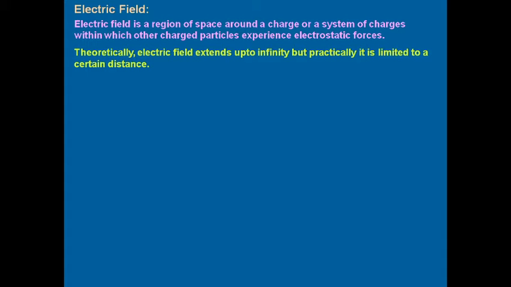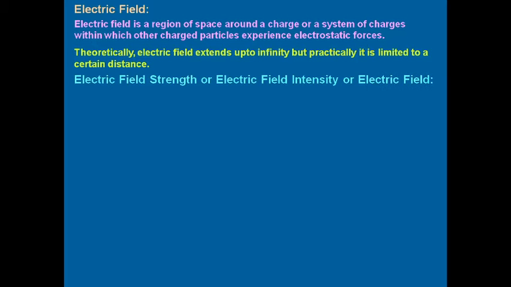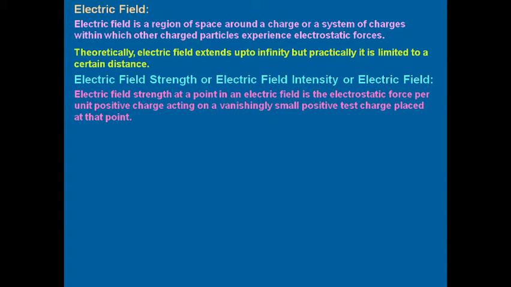Here we take infinity as the point at which the force exerted by a source charge is not acting on any other charges. That place or point is called infinity. So electric field strength, electric field intensity, or simply electric field, is denoted by the symbol E. It is defined at a certain point as electrostatic force per unit positive charge acting on a vanishingly small positive test charge placed at that point. It means in order to check the electric field of a source charge, we have to place a very small test charge around it.